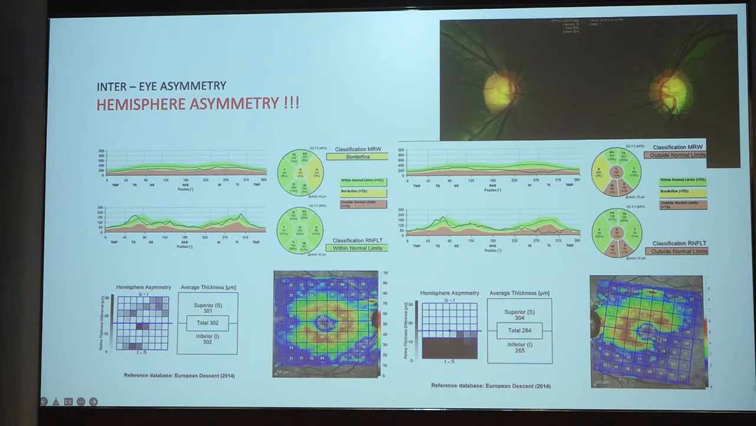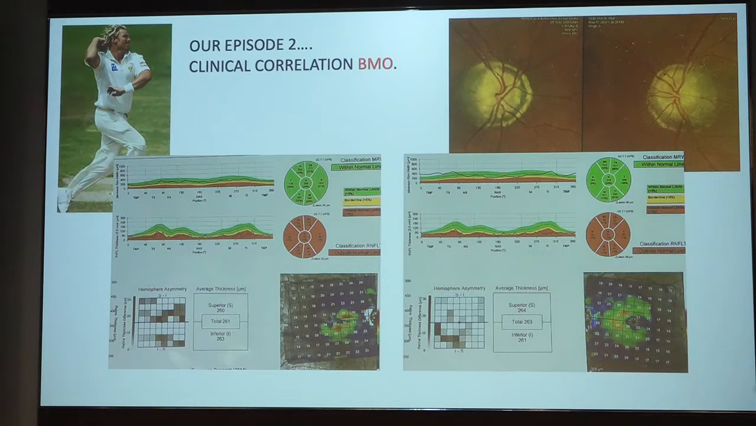But inter-eye asymmetry, yes. The values will be different in the two eyes, and that will tell me that there is something going wrong. And here again, as I told you, the 1, 2, 3 rule is followed, and this is a classical case of glaucoma.